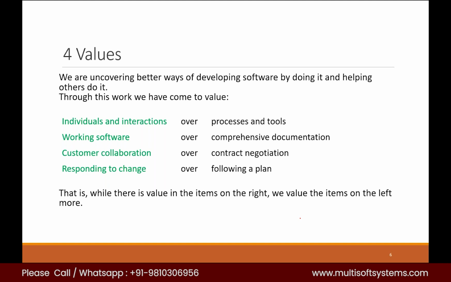So the first value simply says that individual interactions have more value over process and tools. It does not say that process is not important, but don't keep blindly following any process. It could be a software development process. It could be a reporting process. Okay. We are sending a weekly status report just because it is a process. So people are updating whatever they are using, maybe TFS, Jira, or whatever. They are updating that as well. They are sending a daily status report. They are sending a weekly status report.